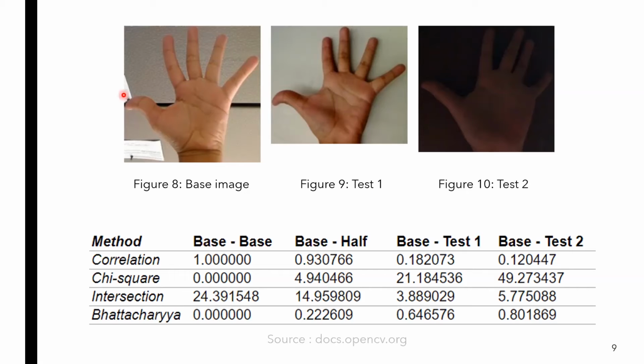Base half is where they just take half of the base image and make a test with it. Base test one is a comparison between the base image and the test one image, and base test two is the base and test two. These histograms would give us an idea of how closely the surface of a bottle on test at a particular point would match an image of good product for that same position on the bottle.